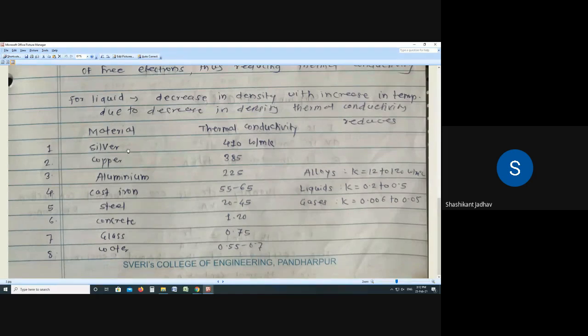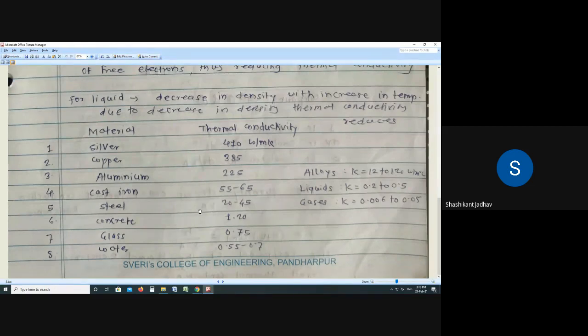So for silver, what is the thermal conductivity? 410 watt per meter Kelvin. Then what is the thermal conductivity of copper? 385. Then aluminium? 225. Then cast iron? 55 to 65. Then steel? That is 20 to 45.